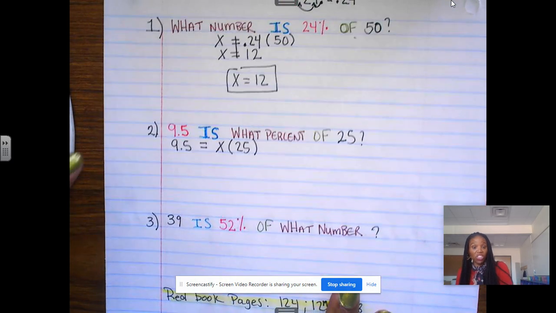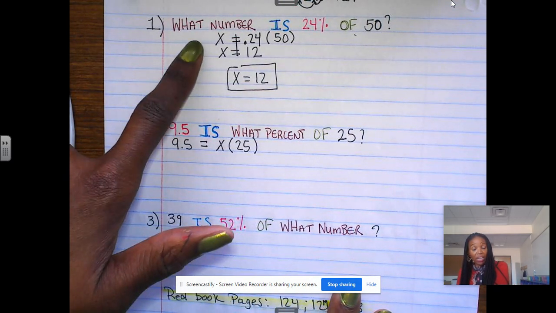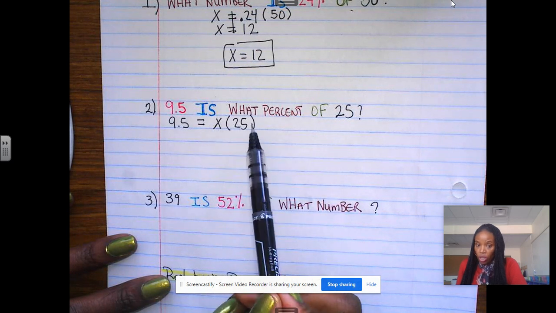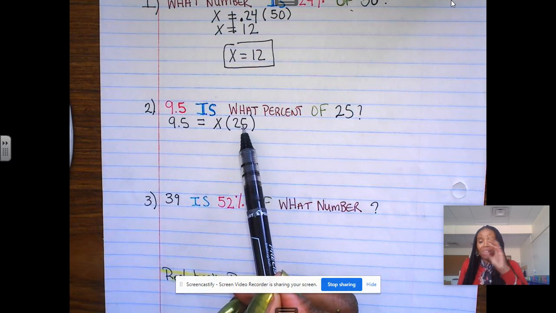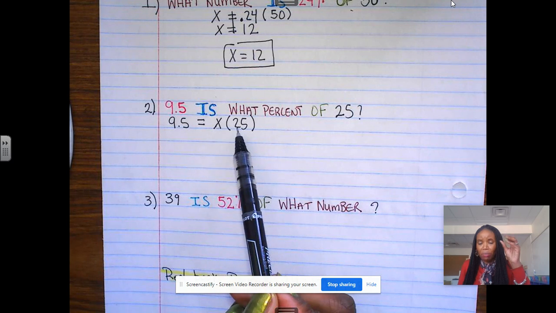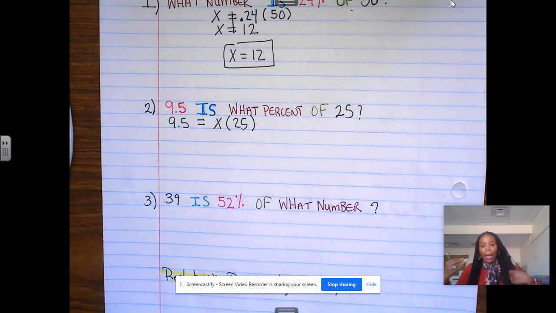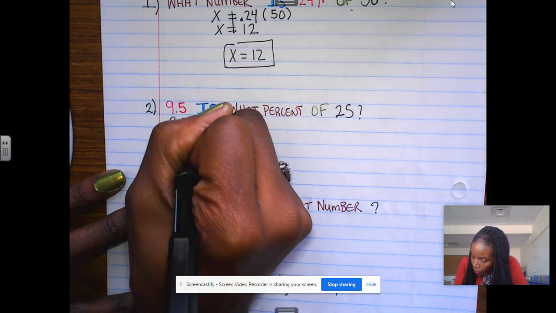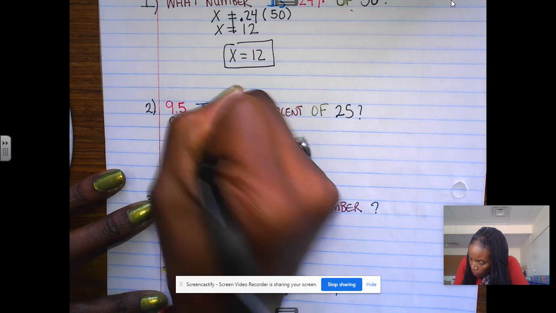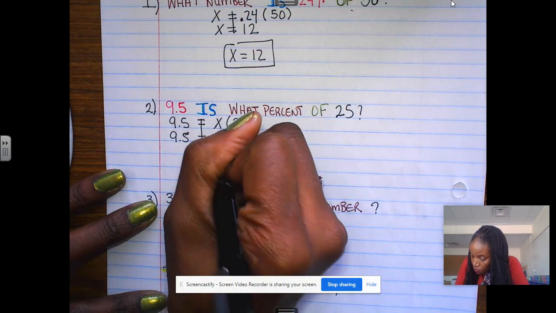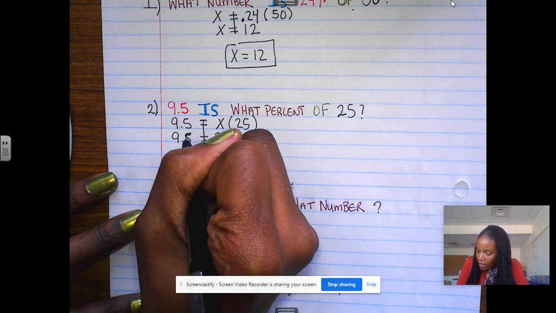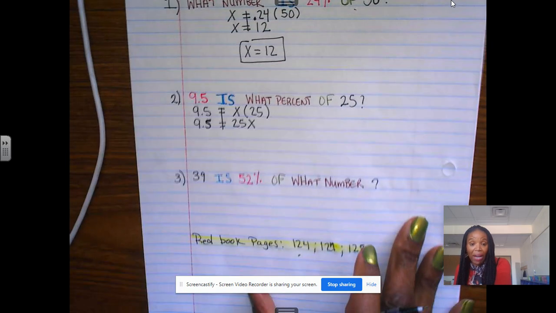Now, on this particular problem, which is different, if you look here, x was on the side by itself. Now, x is going to have something attached to it. So the step is to multiply and then divide. When I multiply a variable with a number, I'm just going to put them together with the number in front, because I can't multiply it, because the x is unknown. So I'm going to write this as 9.5 equals, and I'm going to write the 25 and then x. That's all I'm doing.